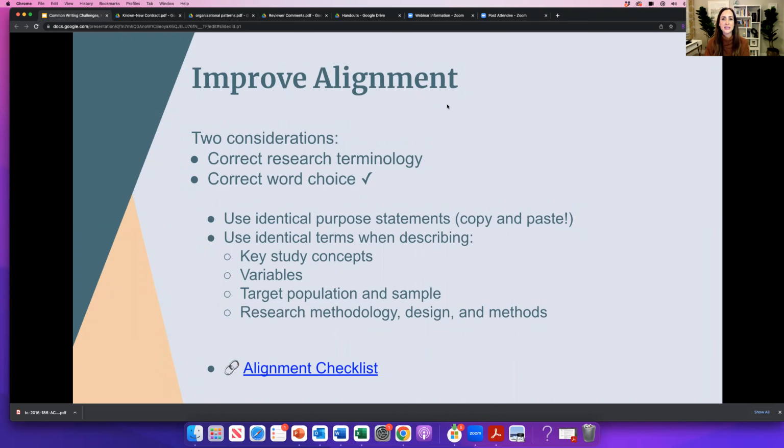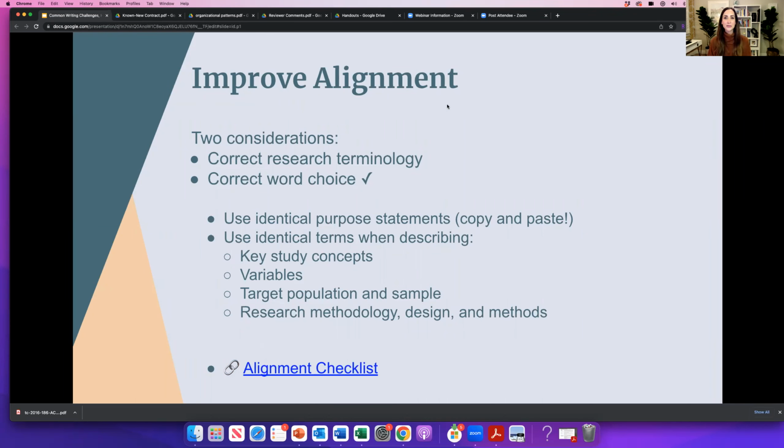And then consistently using identical terms. Word variation is not your friend here. You want to stick to the exact same terms that you're using to describe your key concepts, your variables, your target population, your sample, and your research methodology, design, and method. A simple example of staying away from word variation: if you're consistently calling your survey instrument a survey, and then suddenly you switch to say questionnaire, even though you might mean the same thing, your reader might suddenly think that there's a different method being implemented in the study. They don't realize it's the same as a survey.